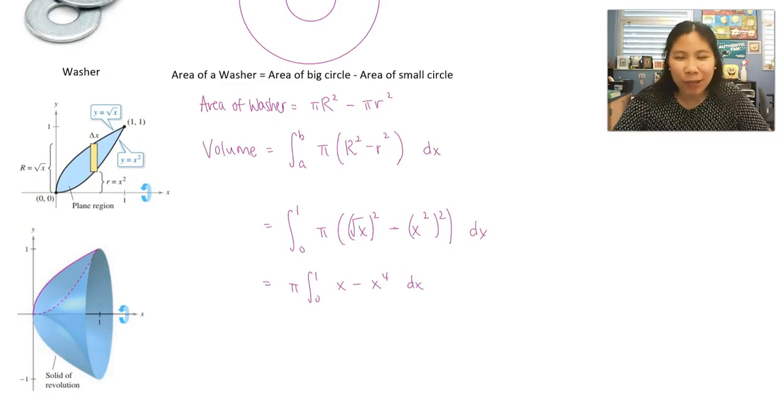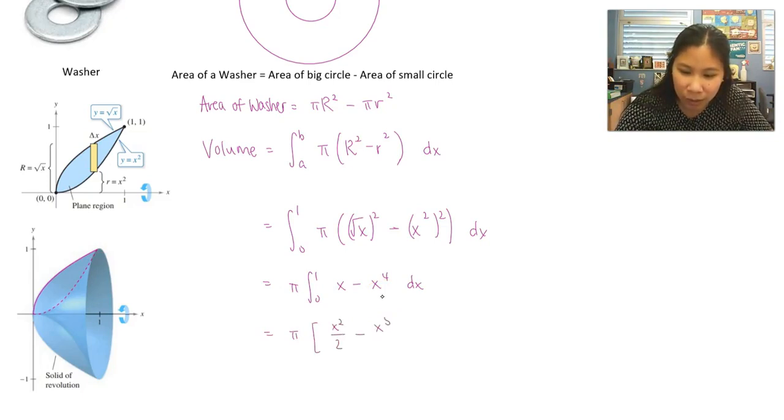So just simplifying down our equation a little bit, I'm going to move that pi since it's a constant out front, and then my integral is from 0 to 1. Square root of x, squaring that just gives me x. X squared squared is x to the 4th, and then I can integrate this. So x becomes x squared over 2, x to the 4th becomes x to the 5th over 5.